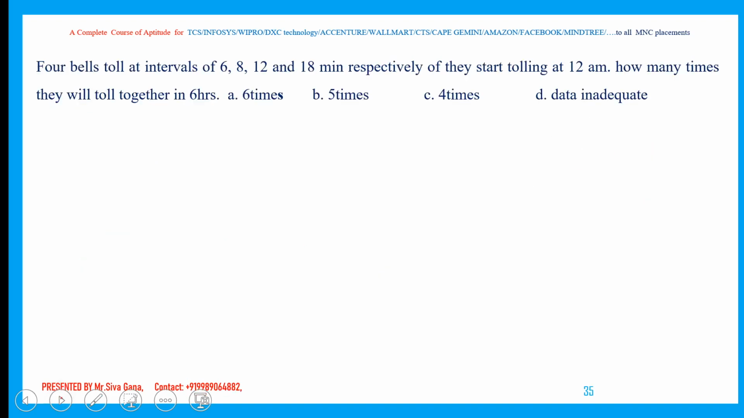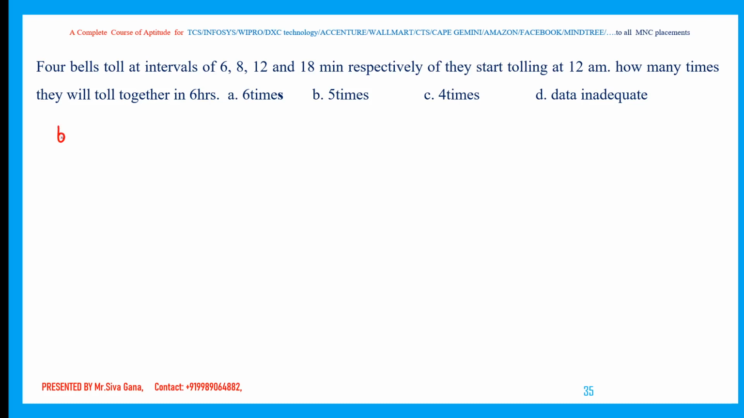Next question. Most expected model for placements. Four bells toll at intervals of 6, 8, 12, 18 minutes respectively, and they start tolling at 12 a.m. How many times will they toll together in 6 hours?